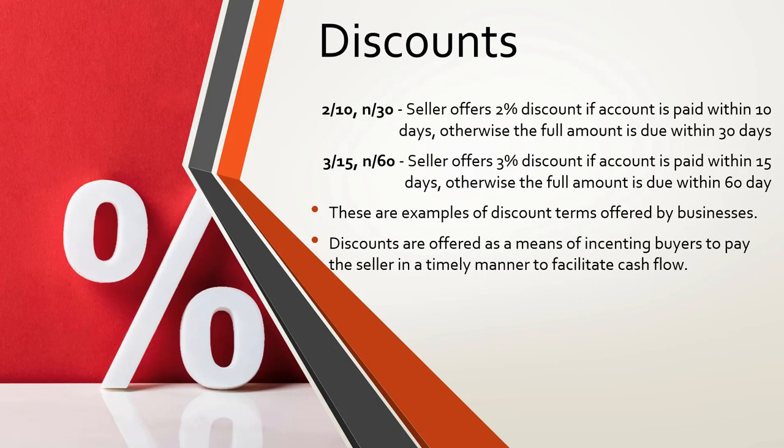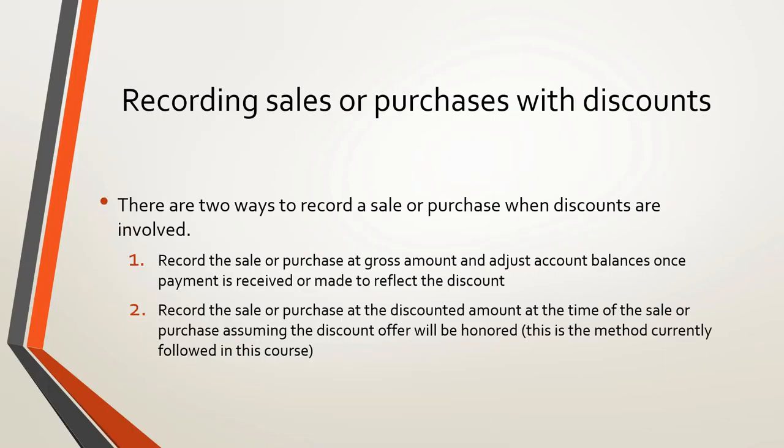So all buyers and sellers, when there's a discount available, they're going to take advantage of it. Now, when you record a sale that involves a discount, there are two ways that it can be done. One is we can record the sale or the purchase at its gross amount, and then once the payment is received or sent within the discount period, you make an adjustment to the transaction to reflect the discount.